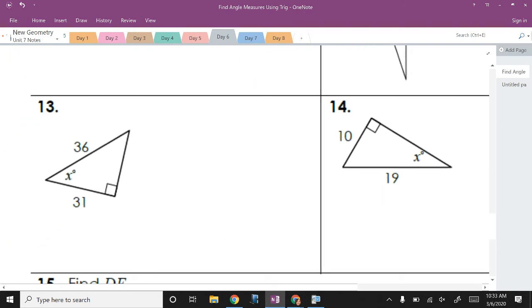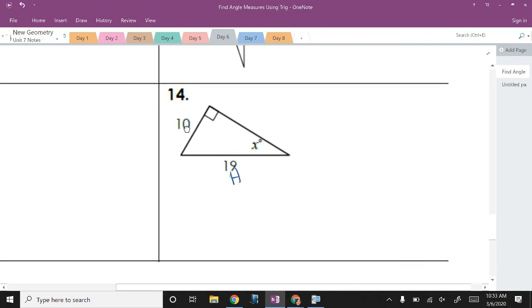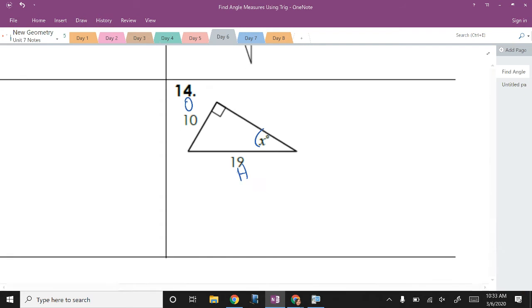All right. Number 13, sine, cosine, or tangent? Cosine, because I have adjacent and hypotenuse, and we would be using the inverse for that one because we're finding an angle measure, right? So inverse cosine. And then number 14, sine, cosine, or tangent. Well, this is the hypotenuse, and this one's opposite, so I would be using what? Sine, and since I'm finding an angle, I would be using inverse sine, right? Got it?